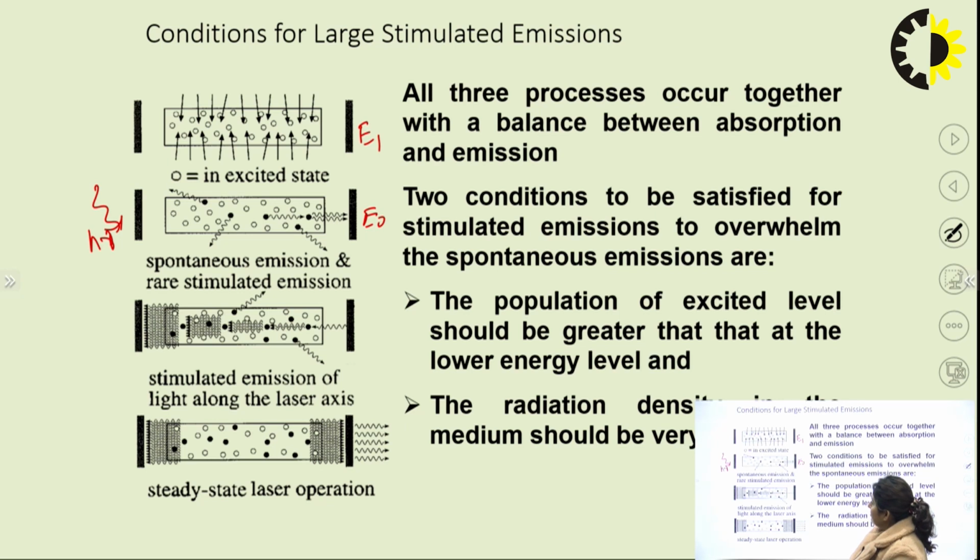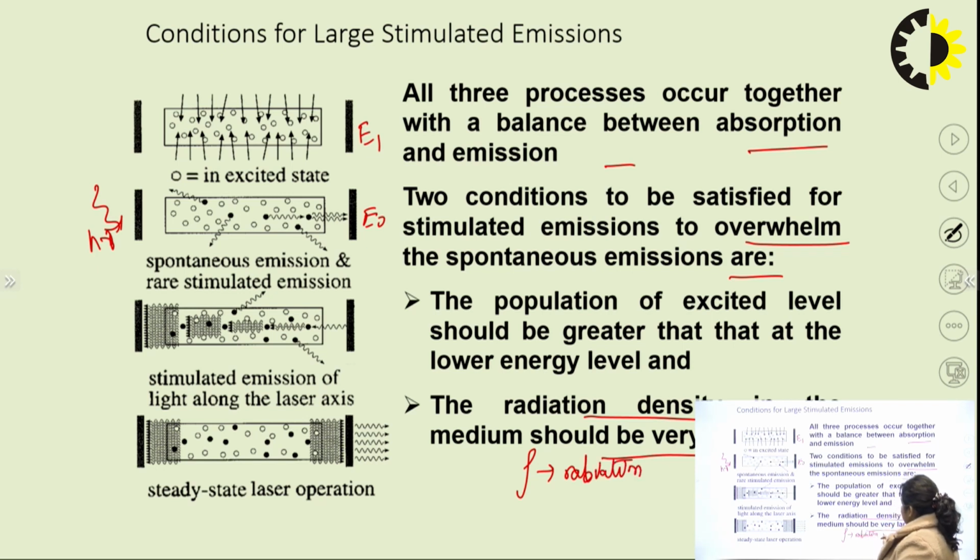So we have a cavity type of structure in the case of the laser. More electrons are present in the higher energy level and lasing action will take place. All three processes occur together, with a balance between absorption and emission. Two conditions must be satisfied for stimulated emission to overwhelm spontaneous emission. The population of the excited level should be greater than that of the lower energy level. If the population is not higher, there will be no spontaneous emission and obviously no stimulated emission. Also, the radiation density in the medium should be very large, and the radiation density is denoted by rho.